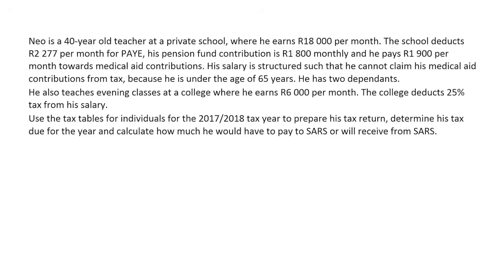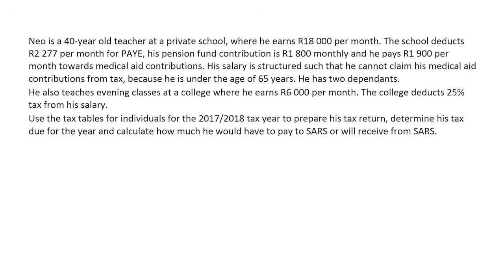Let us look at the following problem. Neo is a 40-year-old teacher at a private school where he earns 18,000 Rand per month. The school deducts 2,277 Rand per month for PAYE. His pension fund contribution is 1,800 Rand monthly, and he pays 1,900 Rand per month towards medical aid contributions. His salary is structured such that he cannot claim his medical aid contributions from tax because he is under the age of 65 years. He has 2 dependents.